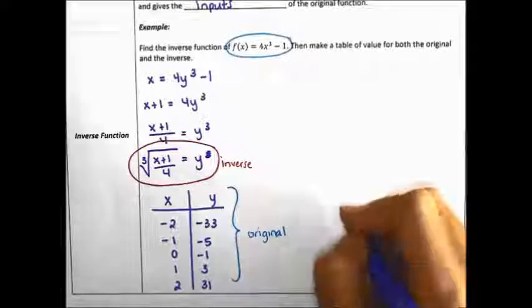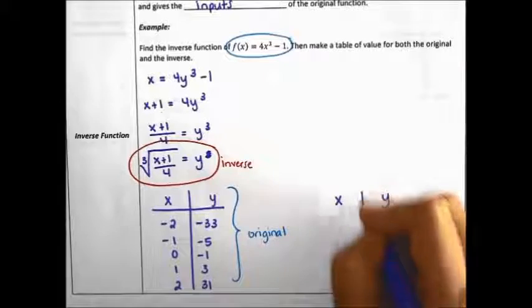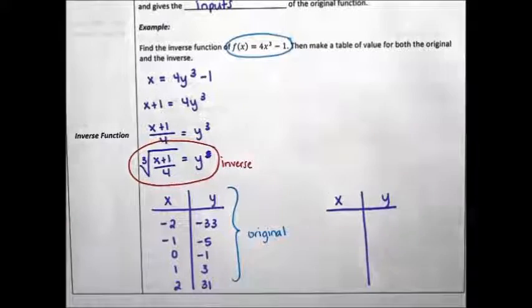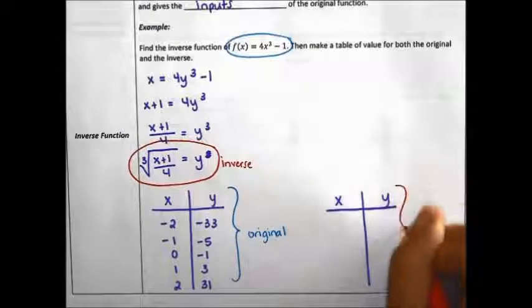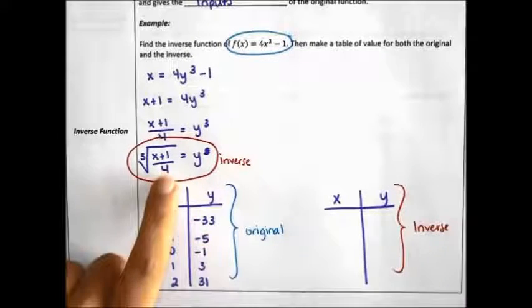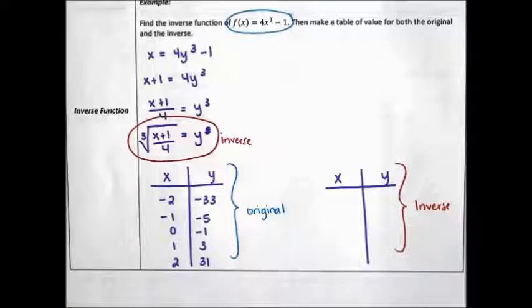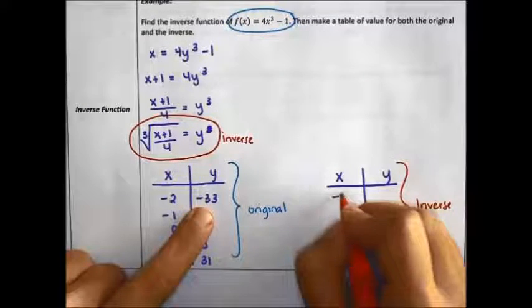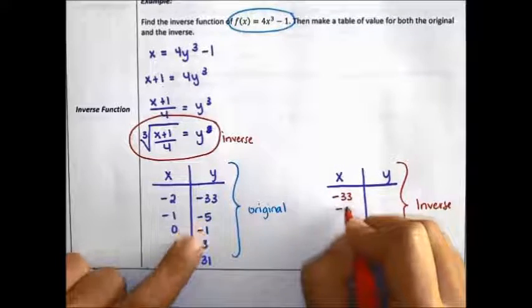Now let's make a table of values for the inverse. So I'm going to be plugging numbers into here. Now this isn't a particularly nice function. A lot of numbers that I plug in here are going to be weird decimals. So watch what I can do. Take the original y's and make them your new x's.